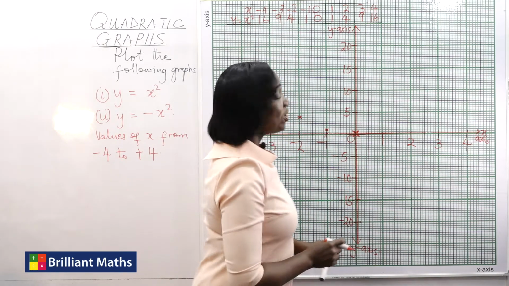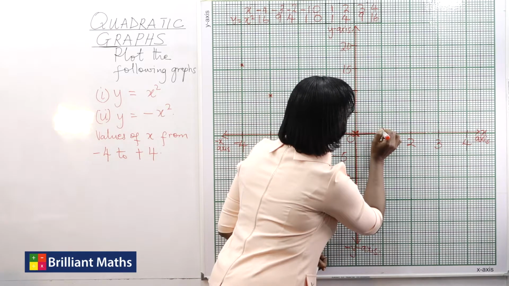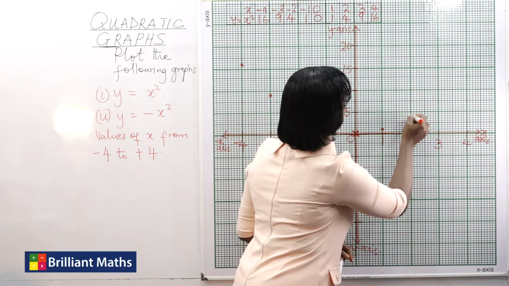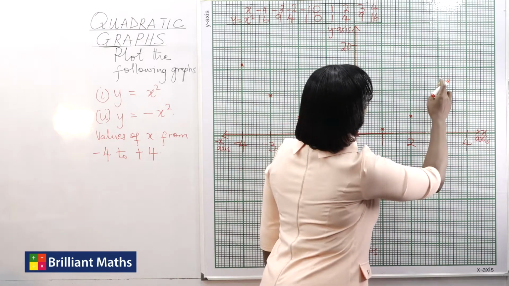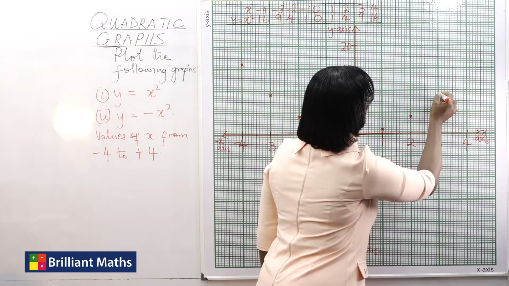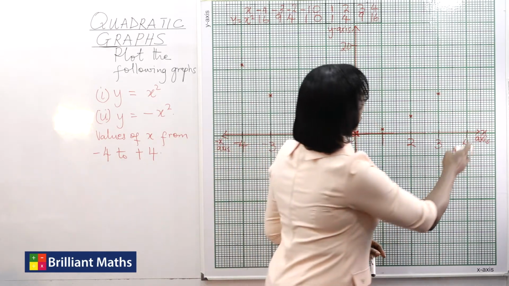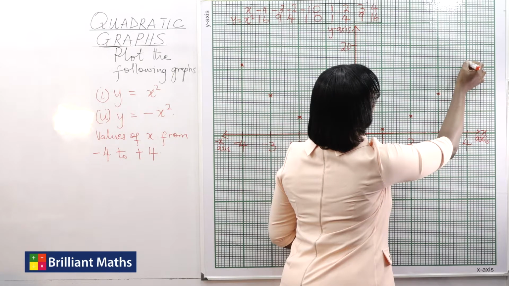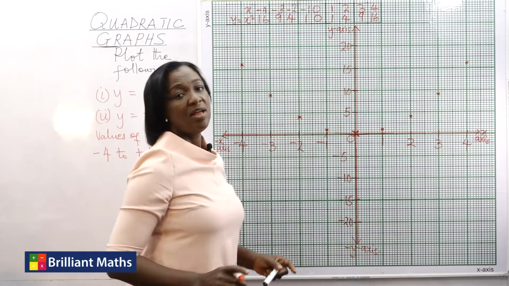When x is positive 1, y is also positive 1. When x is positive 2, y is positive 4. So that's 5. And this is 4. When x is positive 3, y is positive 9. If that is 10, this will be 9. And then when x is positive 4, y is positive 16. That's 15, 15.5, and we have 16. So now we have the parabola.